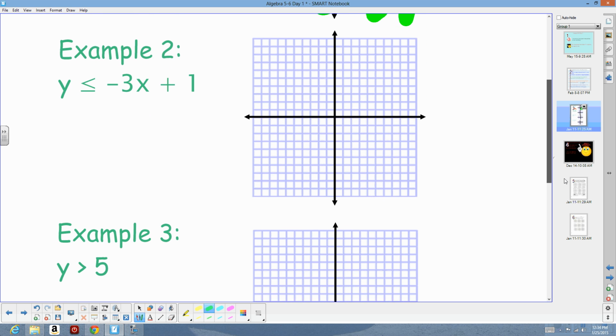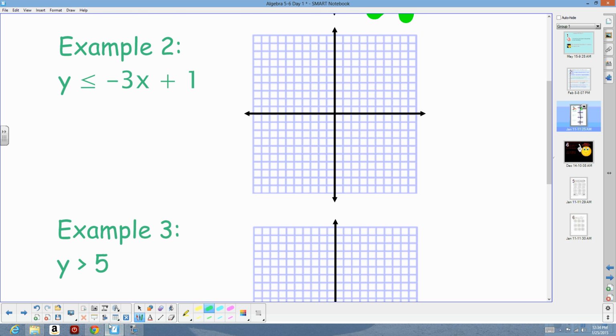Next example. Once again, we're going to graph the boundary line first. We're going to graph the boundary line by looking at the equation y equals negative 3x plus 1, which means the y-intercept is at 1. So I'm going to go to positive 1 on the y-axis. And then the slope is negative 3. So instead of rising 3, we're going to fall 3 and run 1.